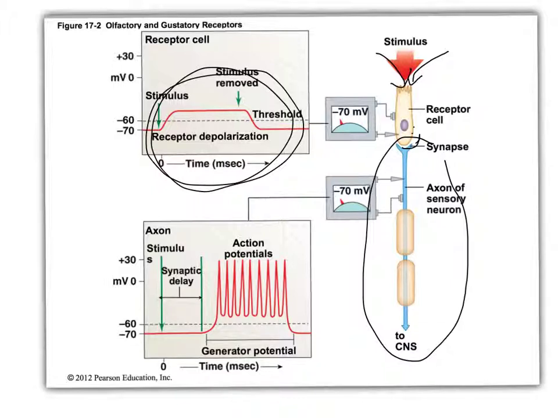And so you don't get an action potential on the receptor cell, you can only get an action potential on the sensory neuron. This is the axon of the sensory neuron, and of course you'll remember these guys from A&P 1. Those are Schwann cells, which you remember provide the myelin sheath for neurons in the peripheral nervous system.